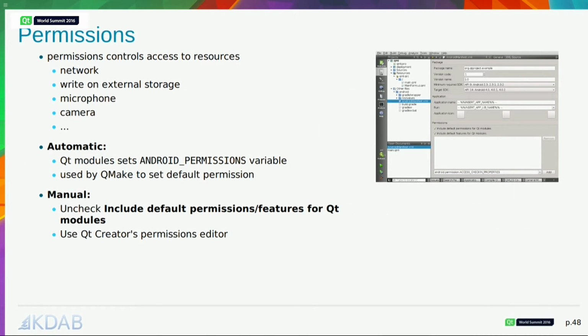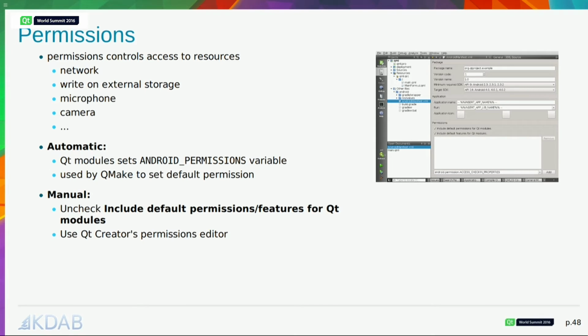Then, at the end, there are permissions. Here, permissions are very important. They control the access to resources like network, Bluetooth, external storage, microphone, camera, and so on. If you don't set these permissions, Qt will not be able to access these resources. There are two ways to set them.